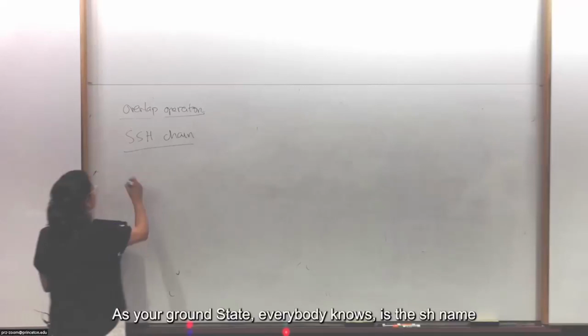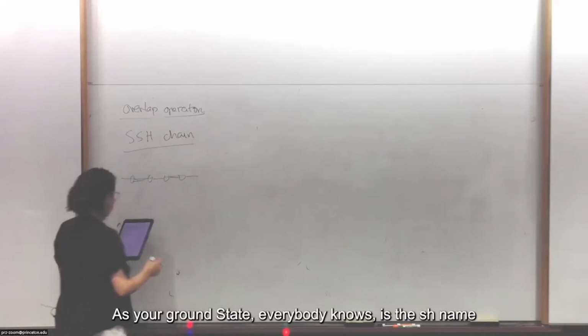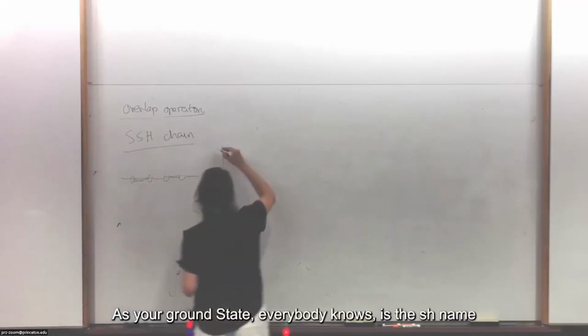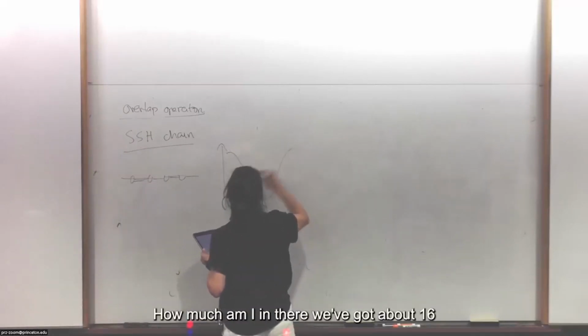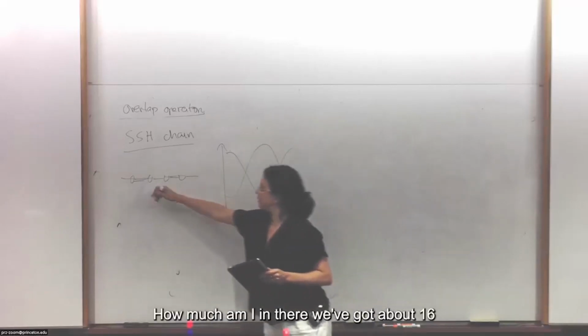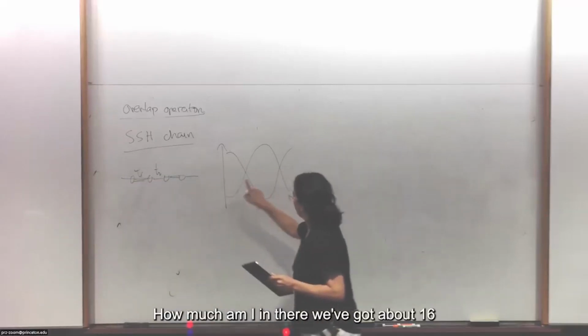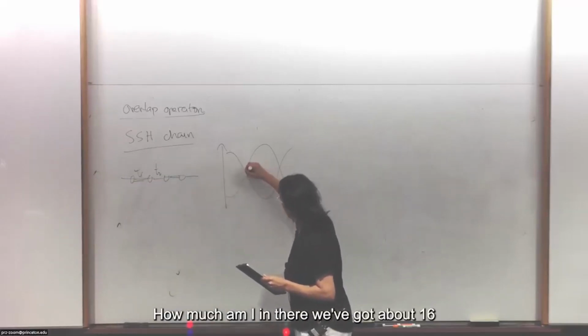Okay, very good. So the SSH chain, of course, I have a bunch of atoms. I have a strong bond and a weak bond, and a strong bond and a weak bond. And if I look at the band structure, it would look like this if I don't have any difference between T1 and T2. And if I do have a difference, I'm going to open up a gap here at the Brillouin zone edges.